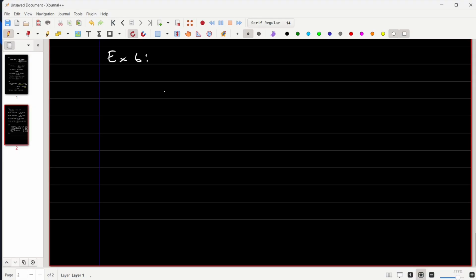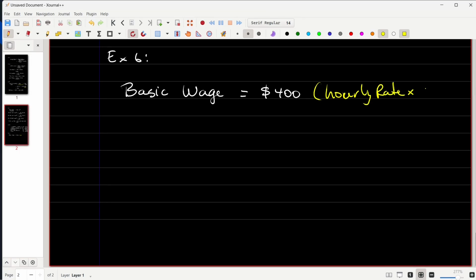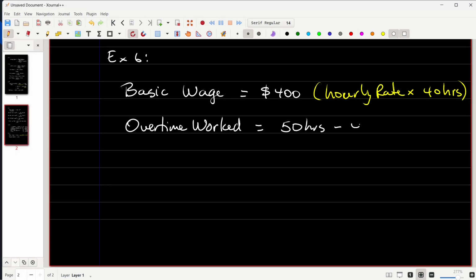Okay, so let's first identify their basic wage. Their basic wage is equal to $400. We get this $400 by taking their hourly rate and multiplying it by that 40 hours for a basic week. Next, let's get the overtime worked. The overtime worked would be that 50 hours that they work for that week minus the 40 hours. That means they worked 10 hours overtime that week. Next, what we have to do is figure out how much they are paid for that overtime. Overtime is double their regular hourly rate.